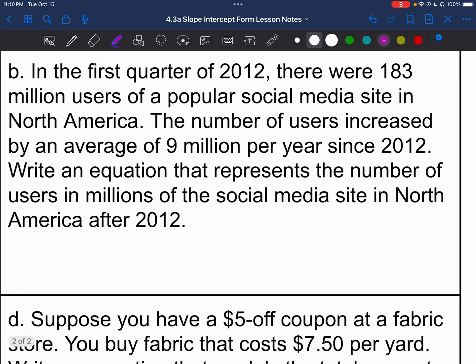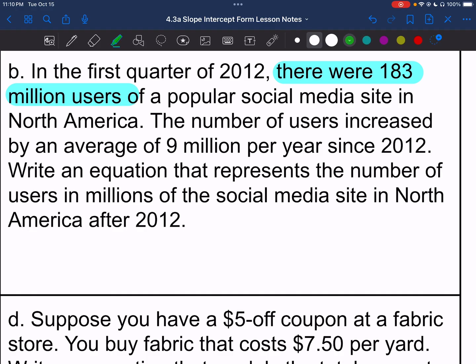All right, letter B. In the first quarter of 2012, there were 183 million users of a popular social media site in North America. The number of users increased by an average of 9 million per year since 2012. Write an equation that represents the number of users in millions of the social media site in North America after 2012. Well, first thing I want to find is how much are we starting with? And my starting value is there were 183 million users.